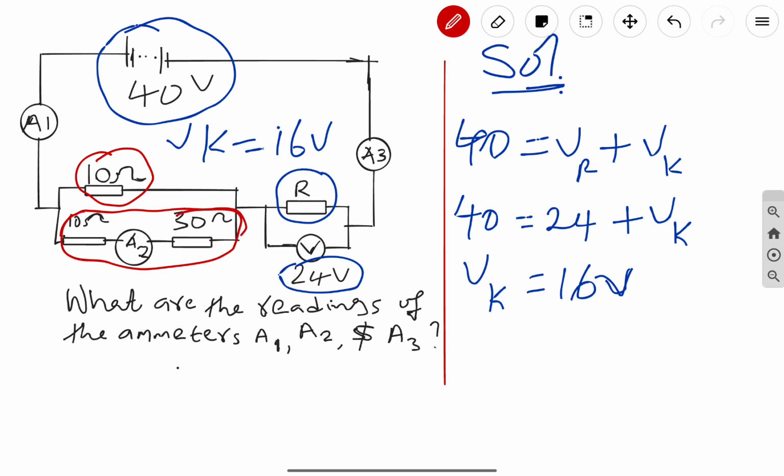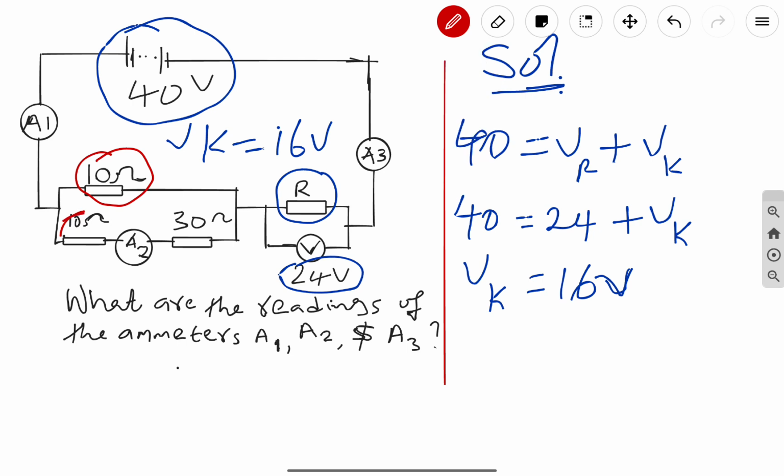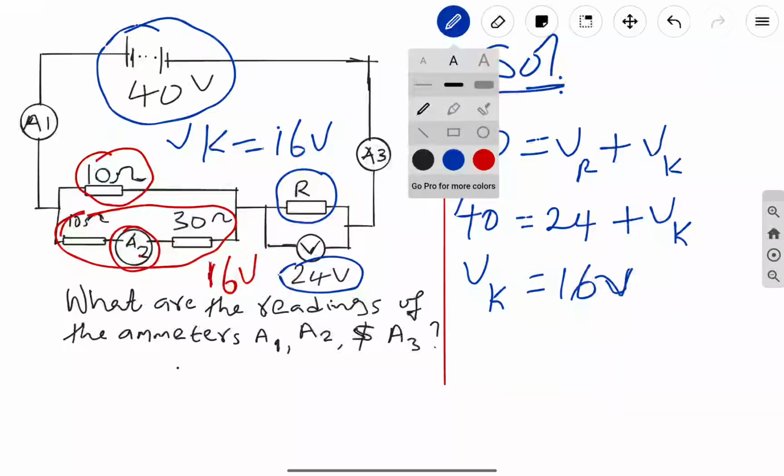The implication is that if electrical devices are connected in parallel, they have the same voltage across them. So in that case, the voltage across these two resistors here is 16 volts. If the voltage across these two resistors is 16 volts, we can actually find the value of the current here. And how do we do that? We do that using Ohm's law.